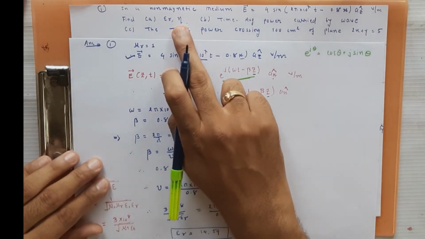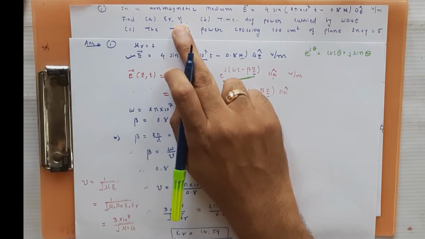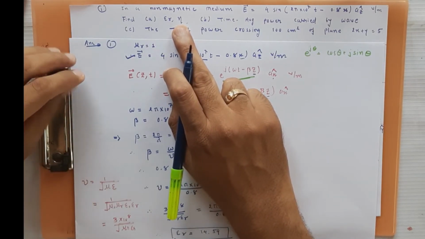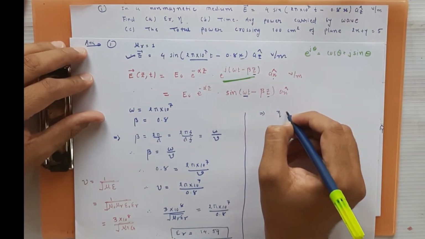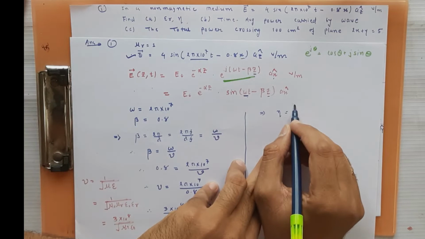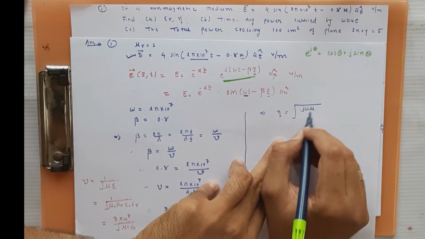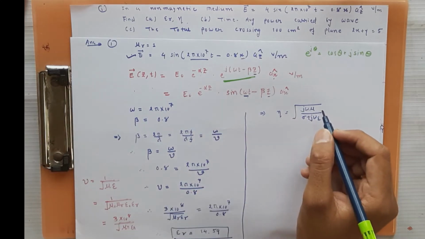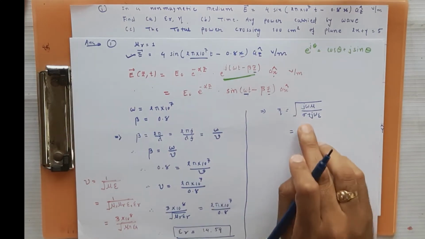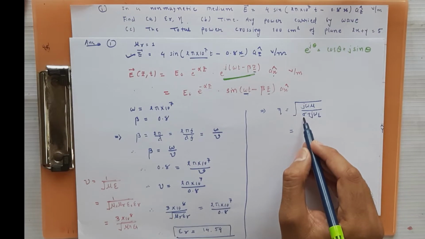Second is the intrinsic impedance. We know the equation of intrinsic impedance. The equation of intrinsic impedance is under root of j omega mu upon sigma plus j omega epsilon. Now the question is, what is the value of sigma? Why is sigma not given?